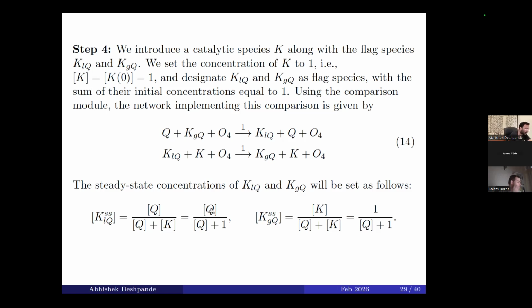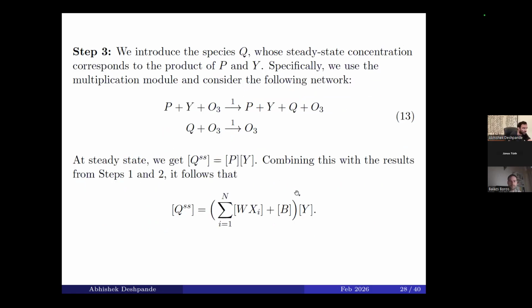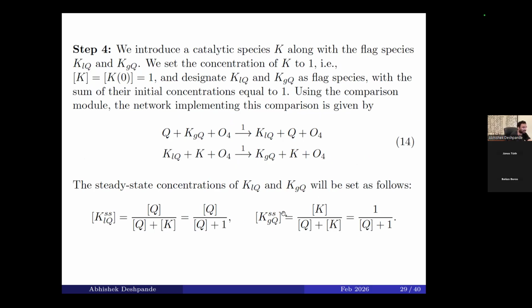And now what I'm going to do is compare Q with 1. That's what I wanted to do, right? Because Q is this quantity, Y times Wx plus B. I wanted to compare Y times Wx plus B with 1. And this comparison module is essentially going to do that. I'm going to take this Q in this next oscillation molecule and compare Q with 1. And the approximate majority molecule is going to tell me whether it's greater than 1 or less than 1.